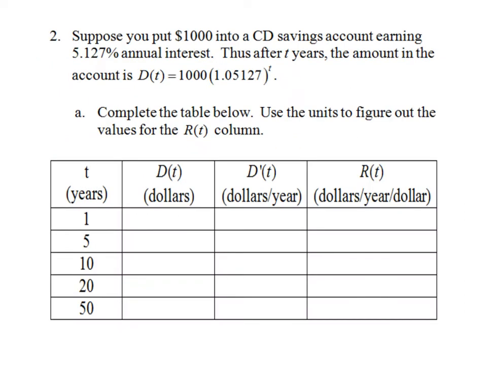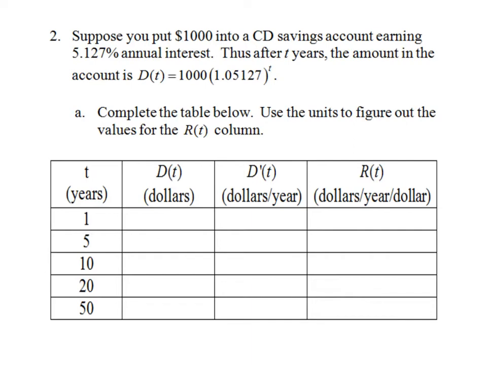All right, so the situation that's presented to us in number 2 is that we're putting $1,000 into a savings account that's earning a whopping 5.127%. Yes, there was probably some magic fairy dust sprinkled on this bank. But anyway, after t years, the amount in the account is given by D of t equals 1,000 times 1.05127, all raised to the t. And that's, of course, what you're earning every year, and t is the number of years.